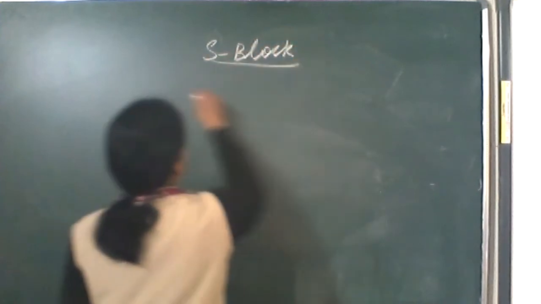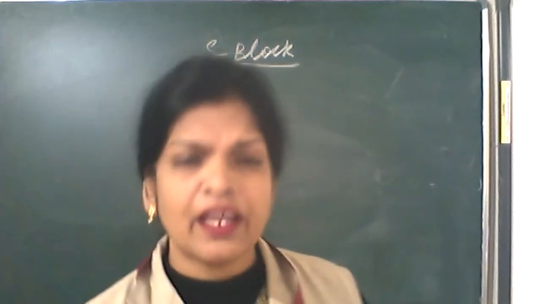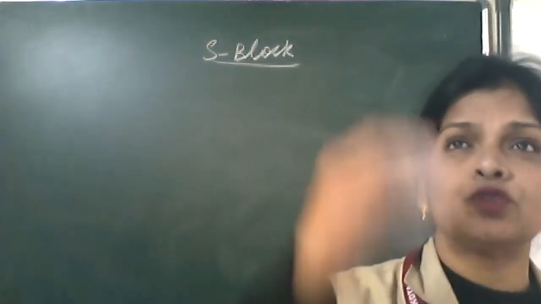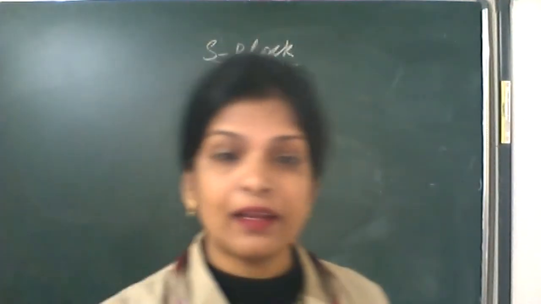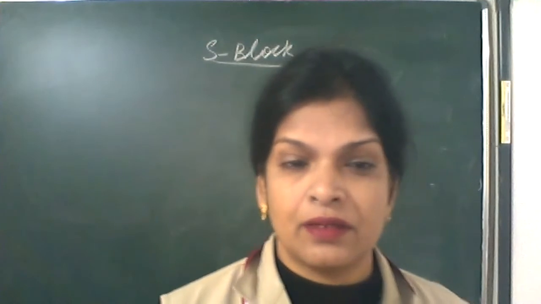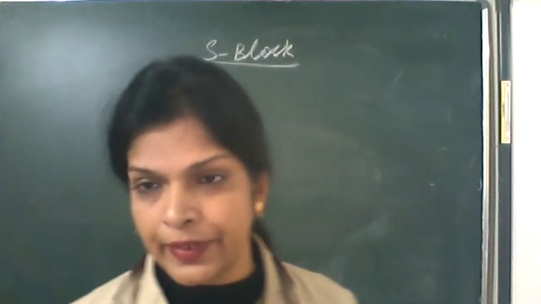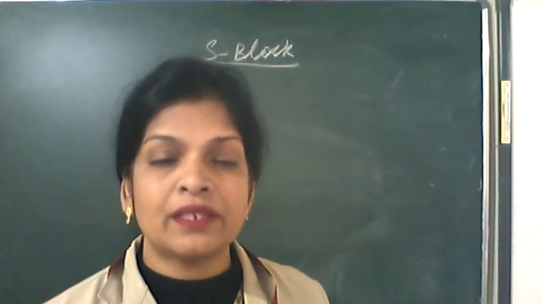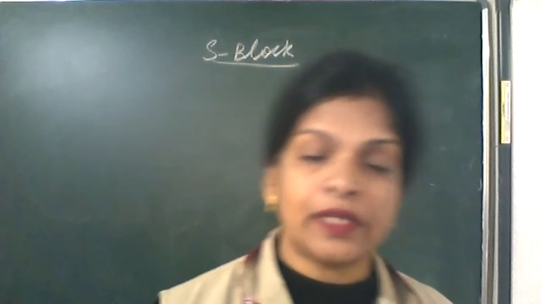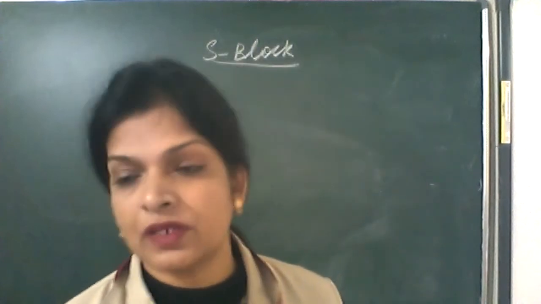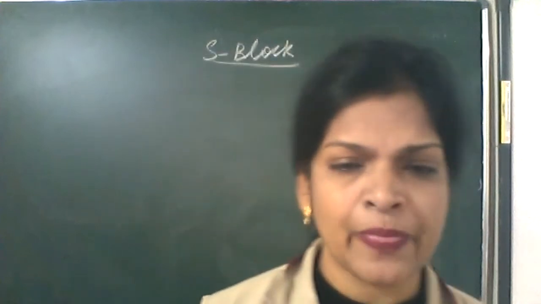S block elements means alkali metals and alkaline earth metals. Alkali metals: lithium, sodium, potassium, rubidium, cesium, francium. Alkaline earth metals: beryllium, magnesium, calcium, strontium, barium, radium. Why are we calling them S block elements? Because the last electron is entering an S orbital, or we can say S orbitals are progressively filled.